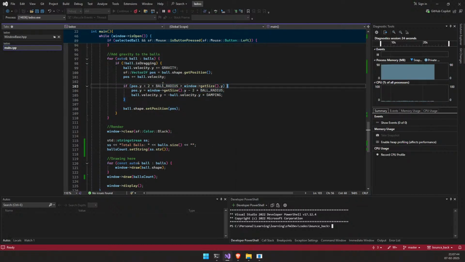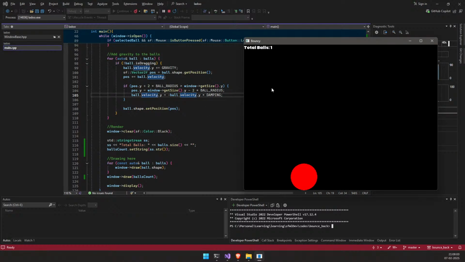If it is about to touch the y axis, what we do is we get the window size. Then the ball radius, so we are checking if position y is at the bottom of the window. Then we reverse the velocity. So you can see if we click on this, it bounced back.